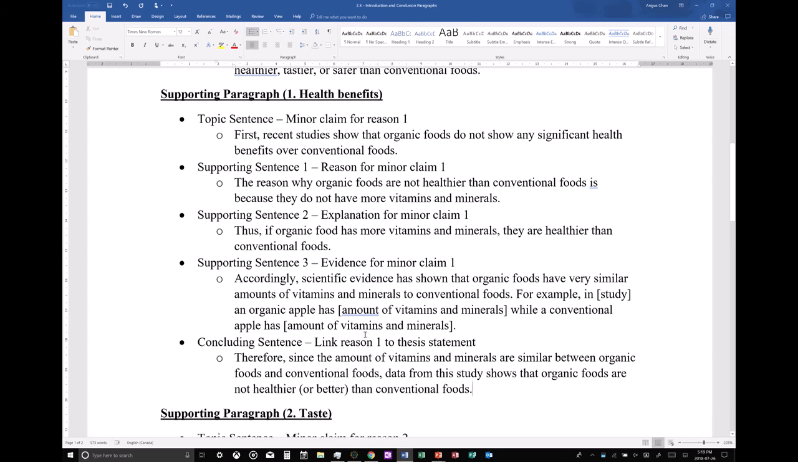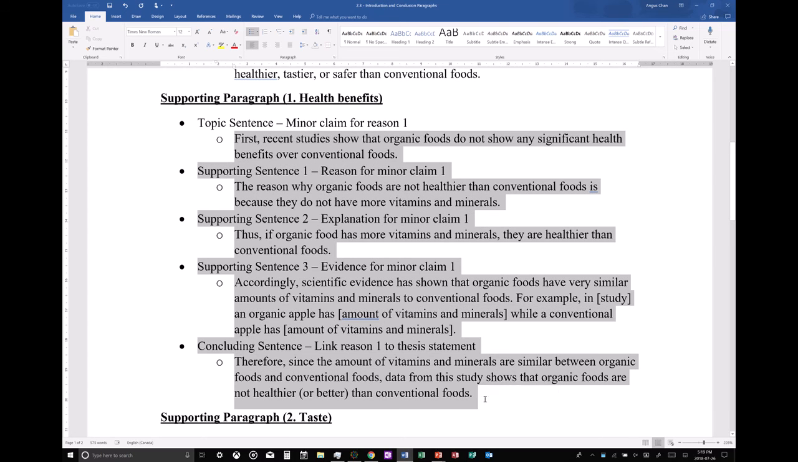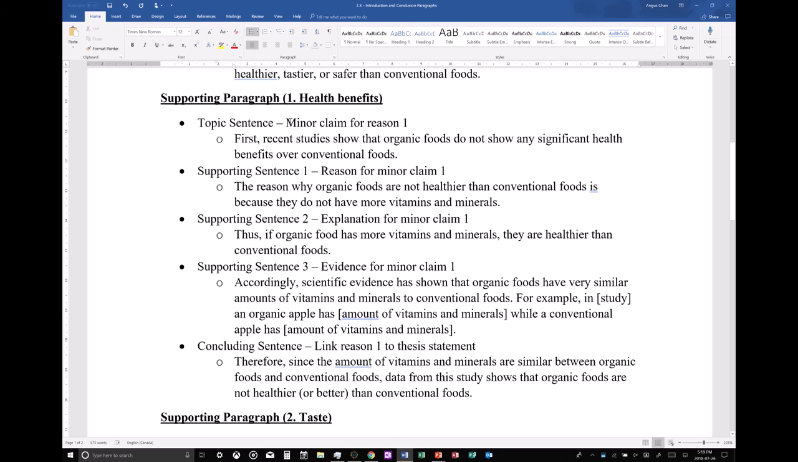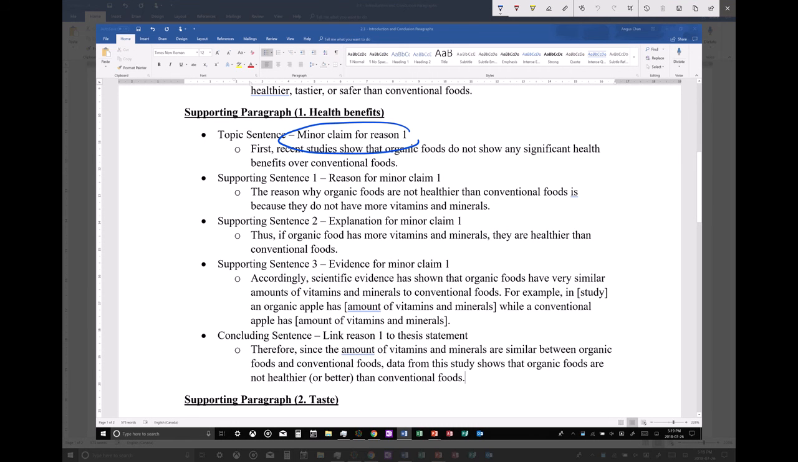So here we have our supporting paragraph 1. Following the structure, you have a minor claim that supports your thesis statement. In this case, is healthier. You have your reason that supports your minor claim. You explain what that reason means and how it supports the claim. You have an evidence to prove your explanation. And then you conclude by linking the evidence back to the explanation, back to your reason, back to your minor claim, which is supporting your thesis. So it's all connected and each sentence serves a purpose. And that's how you build a body paragraph.